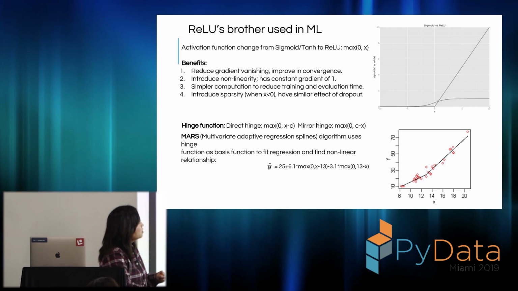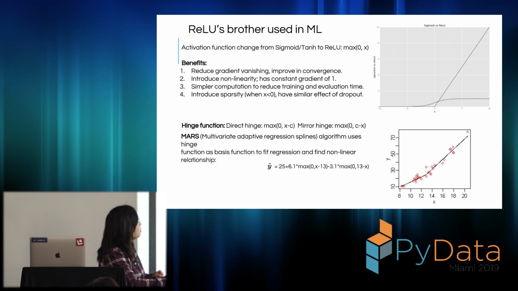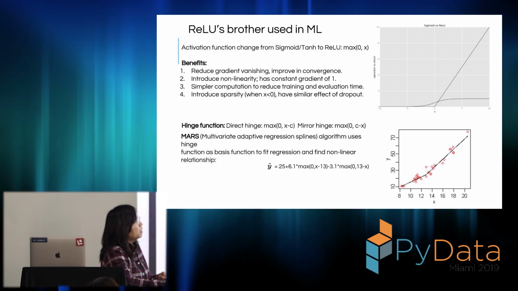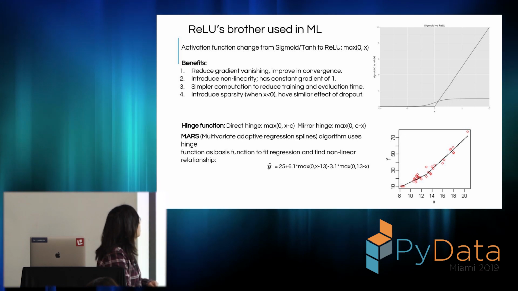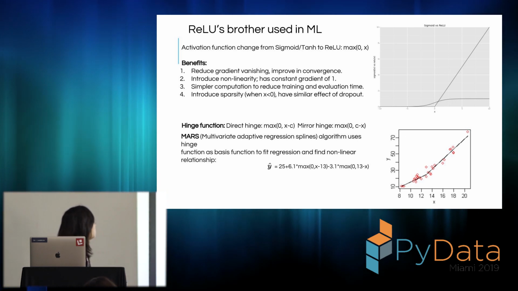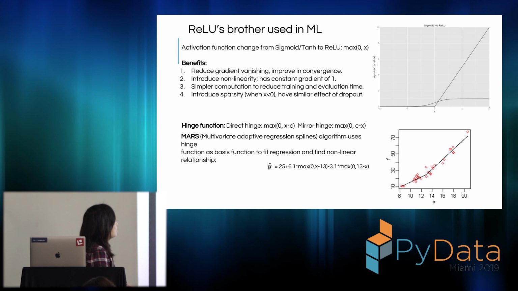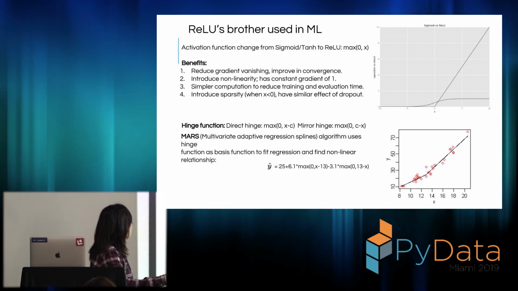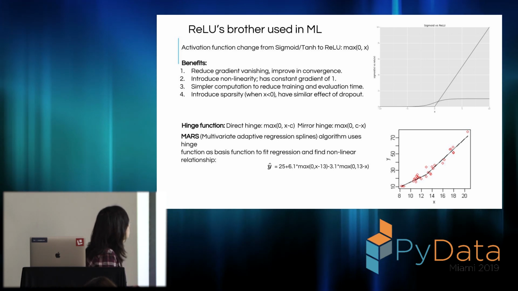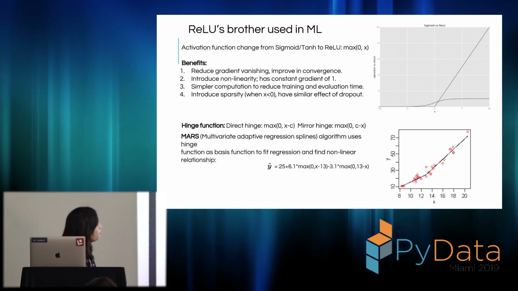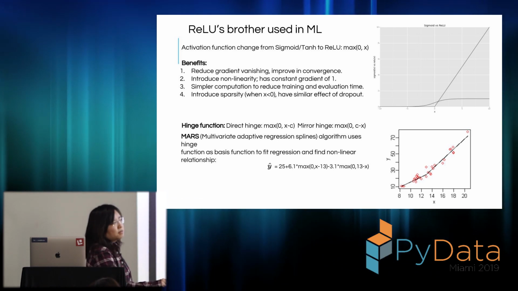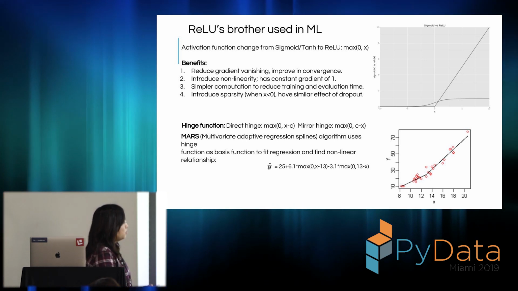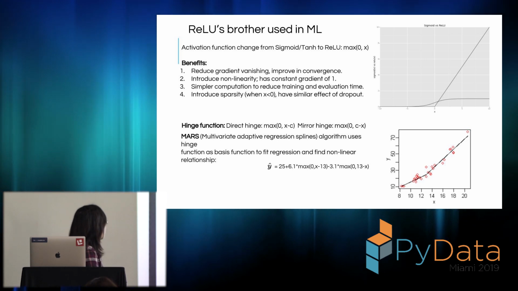So this is the function of ReLU. It's basically max of 0 and x, and it doesn't have an upper limit on the right side. So it can reduce the gradient vanishing problem, improving convergence. And since it's a nonlinear function, it can still introduce nonlinearity. It's also faster to compute. But if you look at this function, this is nothing but a hinge function. And the hinge function has been used for a long time.